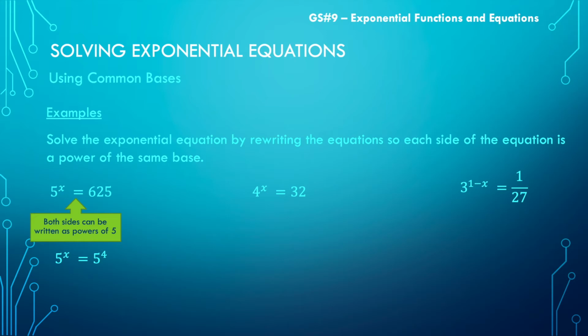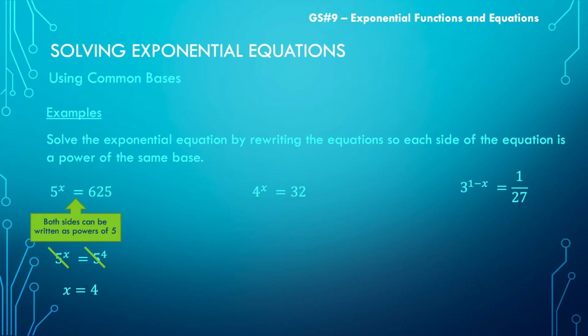Now we have the equation 5 to the x is equal to 5 to the 4th. We have both sides written as powers of the same base, which means we can just get rid of the bases altogether and equate the exponents. In this case, we're done. x would be equal to 4. You would want to go ahead and sub that value back into your equation and double check that.